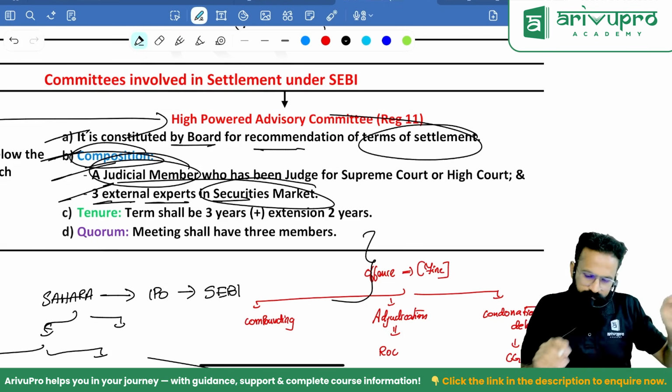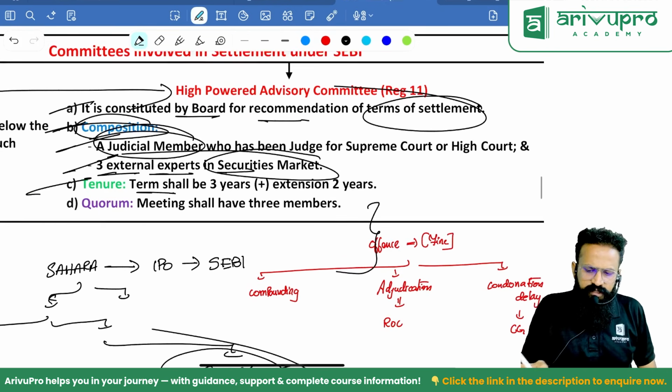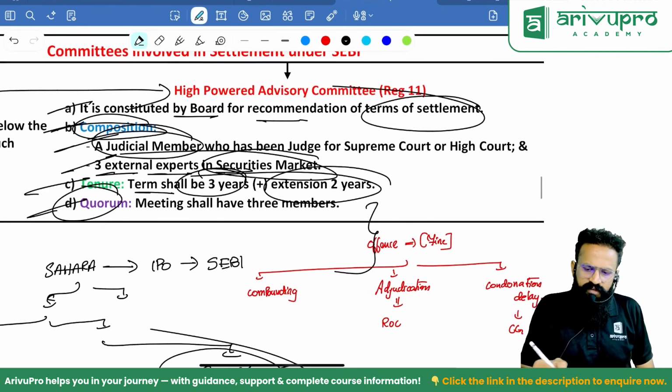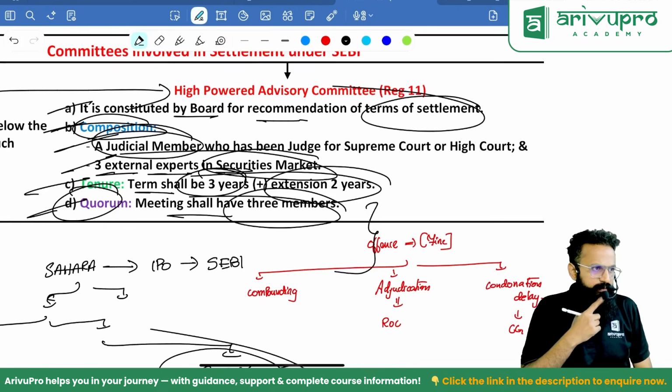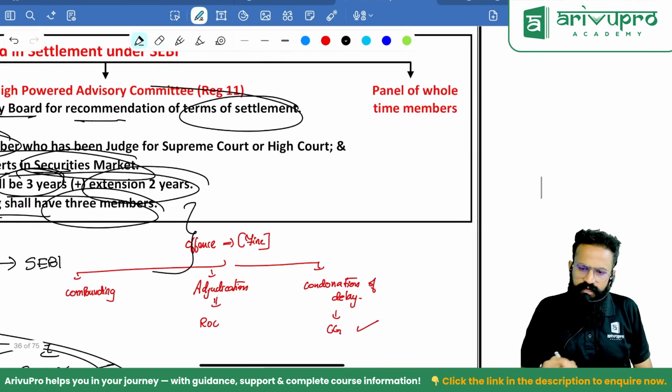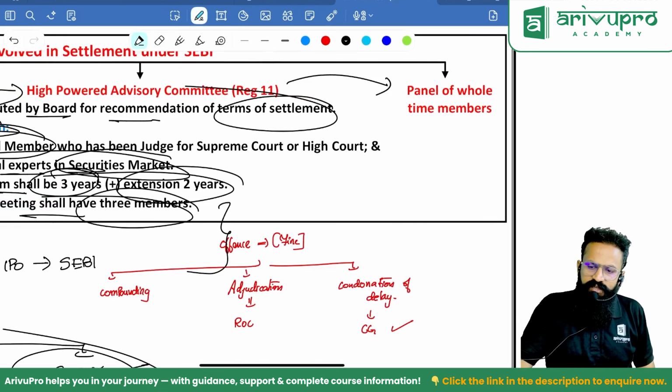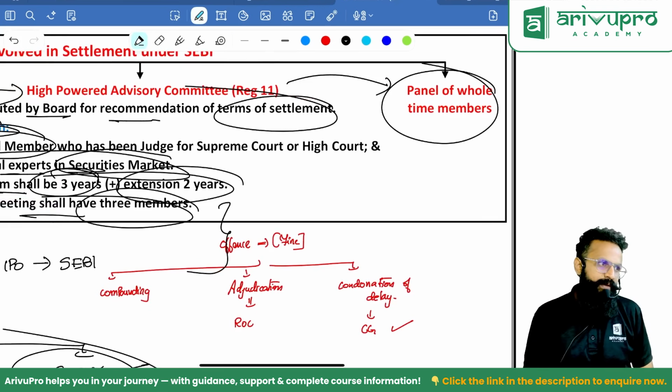Are you getting the point? Okay. Tenure, sir, the term shall be 3 years and you can extend it for another 2 years. Quorum, sir, the meeting shall have minimum 3 members. Is this clear, all of you? Okay, done. Sir, now once they agree, the last it will go to the panel of whole time members.